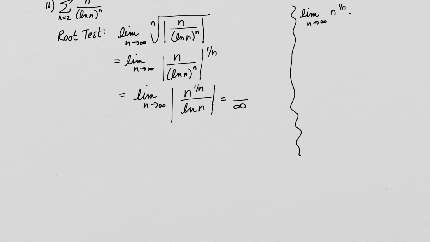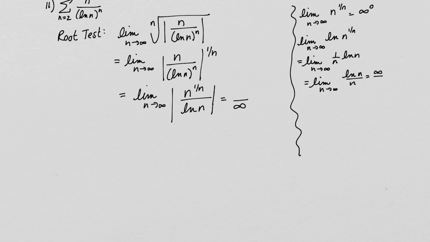So if you look at that, that's actually infinity to the 0. And that's one of those indeterminate forms where we took the natural log. So we're going to look at the limit as n approaches infinity of the natural log of n to the 1 over n, which is equal to the limit as n approaches infinity of 1 over n times the natural log of n, which would be the limit as n approaches infinity of the natural log of n over n, which is infinity over infinity.